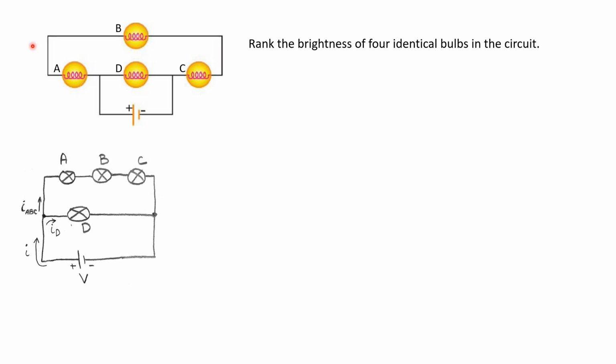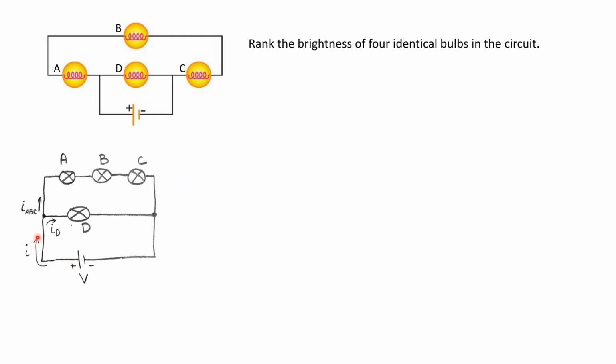Okay, bulbs A, B, and C are in series because the current that goes through A goes through B and goes through C, right? And D is in parallel to those 3 bulbs. Why? Because at this juncture, current splits into current that goes through D and the current that goes through A, B, and C. So the equivalent circuit for this circuit network can be represented as this.